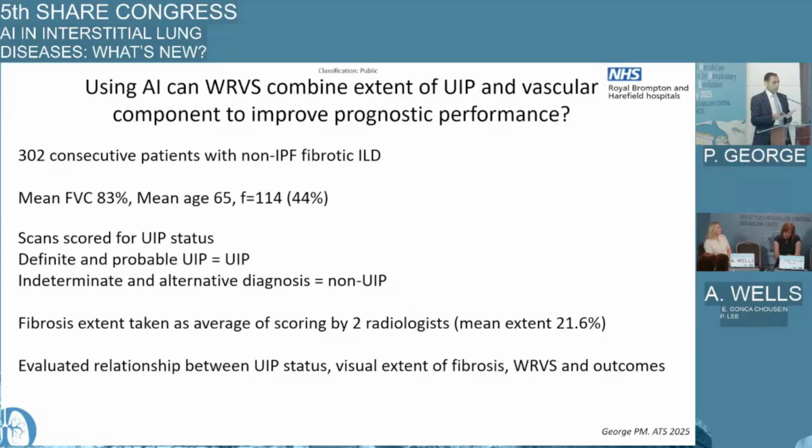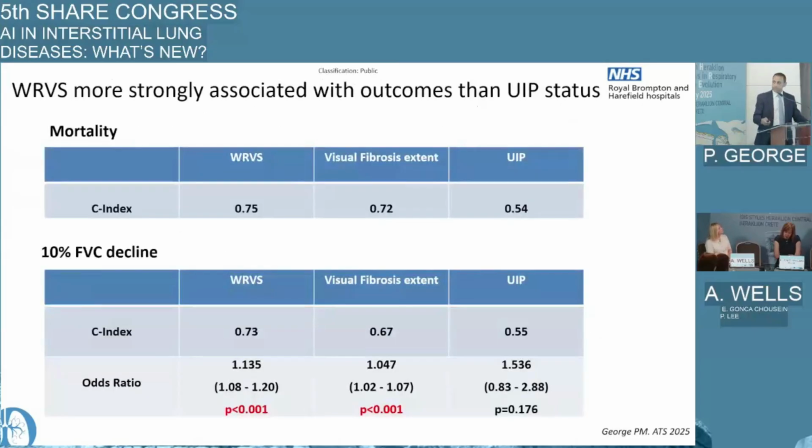Was it UIP, as scored by an expert radiologist? Was it the amount of fibrosis as scored by 2 expert radiologists? Or was it the weighted reticular vascular score, the E-Lung metric? What you can see on the top here is when you look at mortality, the strongest predictor of mortality is the weighted reticular vascular score. Not far behind that is the extent of fibrosis as defined by radiologists, but UIP starts to fall some way behind, again, challenging some of this dogma that we've applied previously.